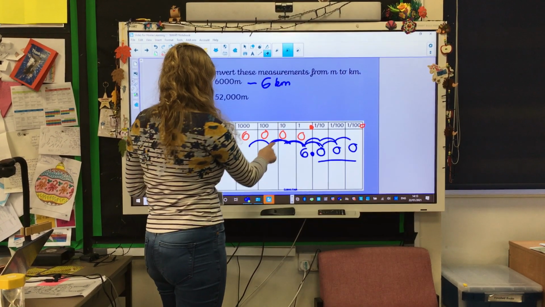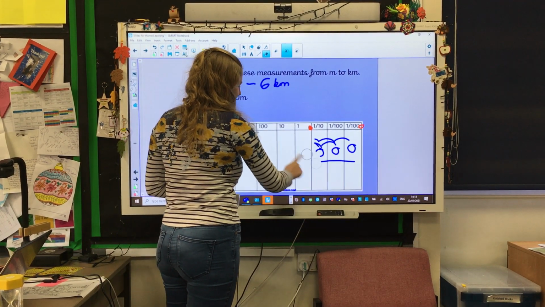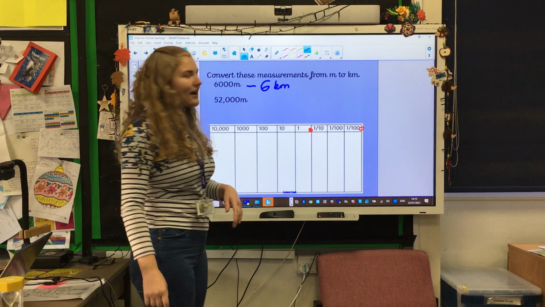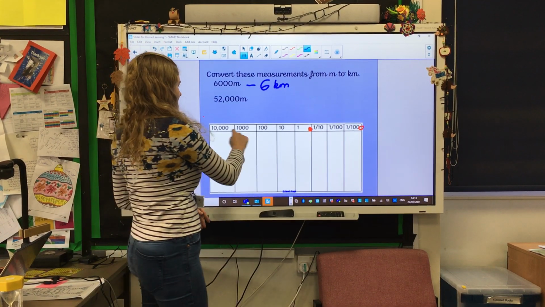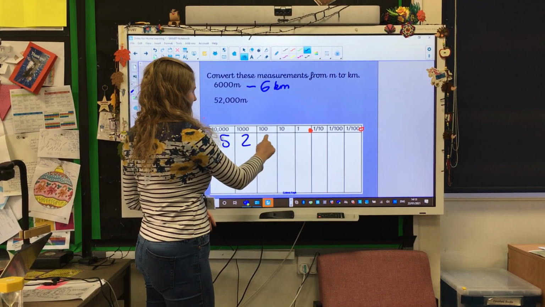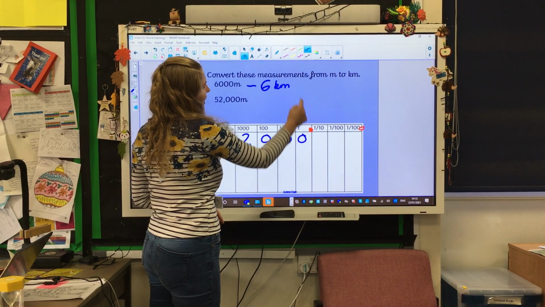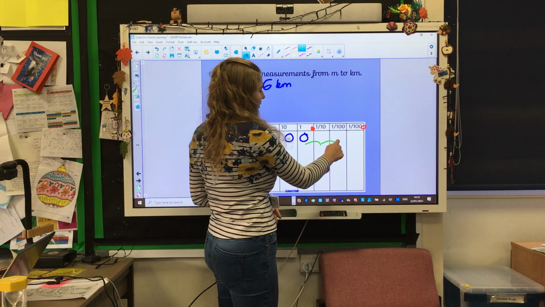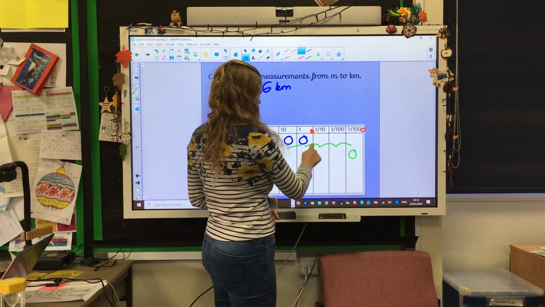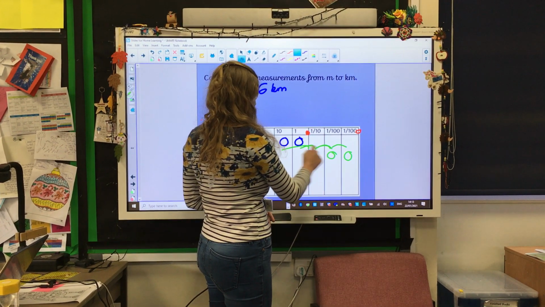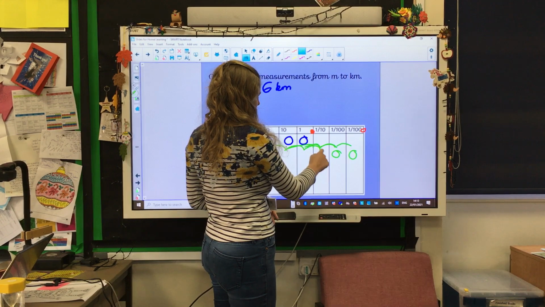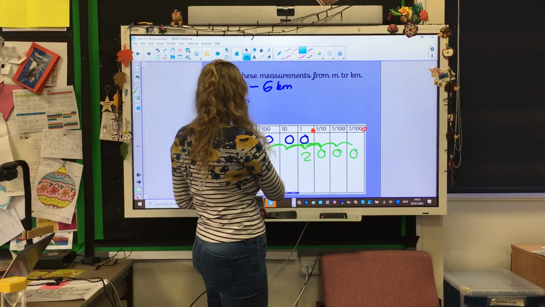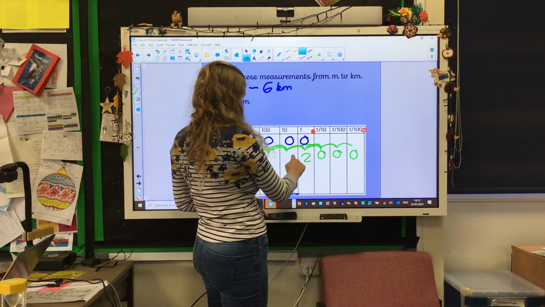Okay, next one. Right, for this one we have got 52,000 metres. Let's pop that in our place value grid. Okay, we are going to jump 3 spaces again. Are we ready? 1, 2, 3, 1, 2, 3, 1, 2, 3, 1, 2, 3, and 1, 2, 3.